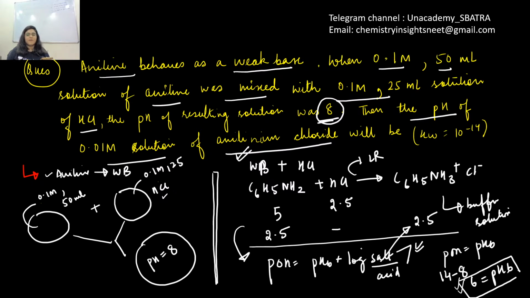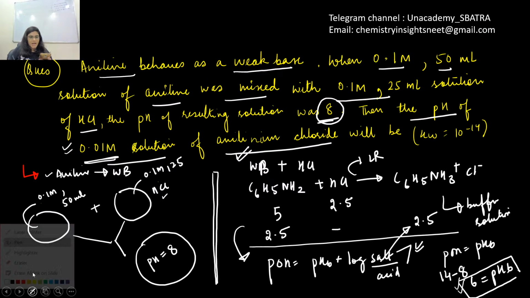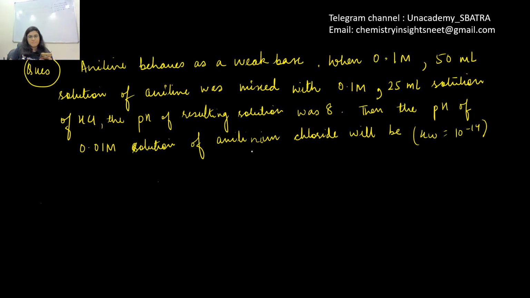So now what I have to find, I have to find out the pH of the solution which is having 0.1 molar concentration of anilinium chloride, right? So now the buffer concept is clear, right? It's completed that pKb is 6. So now what can I do in this particular question? So definitely I need to find out the concentration of this salt now, which is NH4 plus, right?